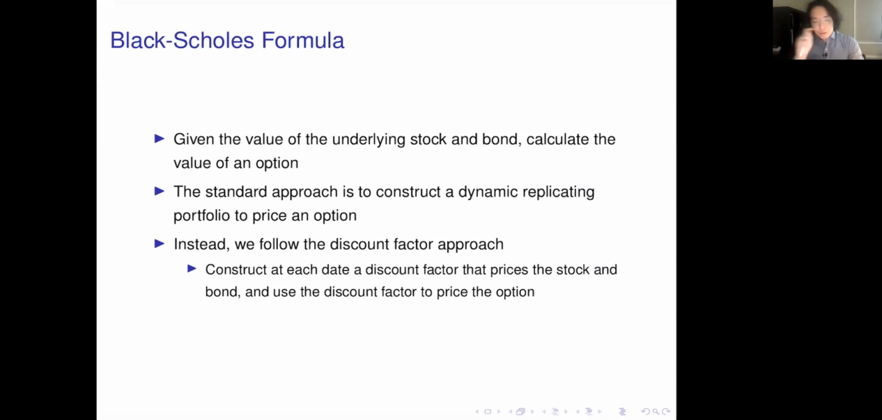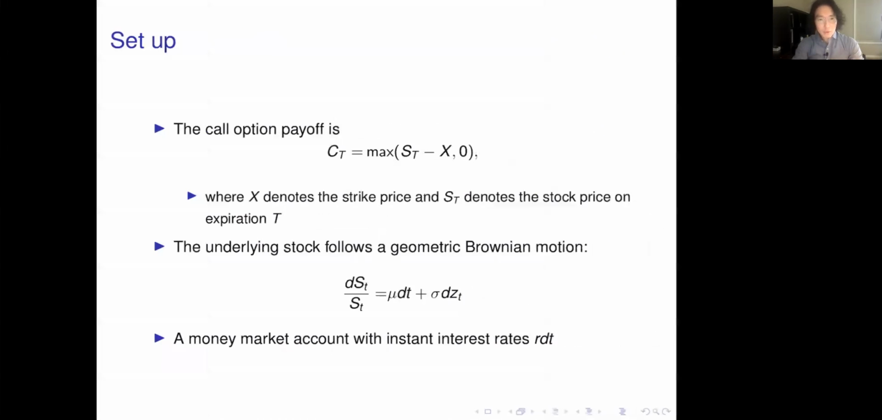The standard approach to get the valuation of the call option is the dynamic replicating portfolio strategy. But in this class, we are not going to follow that approach. Instead, consistent with the previous methods earlier in this course, we will follow the discount factor approach. In other words, we will use the discount factor at each date, price the stock and the bond, and use the discount factor to price the options. So how do we do that?